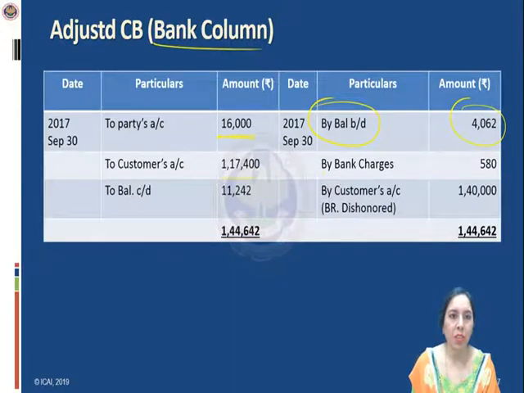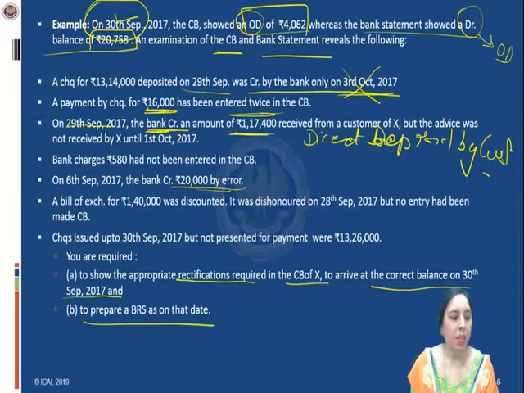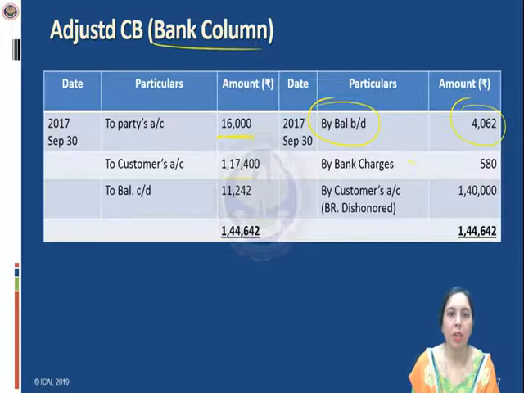Hence, we are writing to customers account 1,17,400. Then the bank had charged certain charges, so by bank account we are mentioning over here. That also we know, that any bank charges which are not entered in the cash book, we will adjust into the cash book. Then by customers account, bills receivable dishonored 1,40,000. Any bill receivable dishonored is also to be adjusted in the cash book itself.